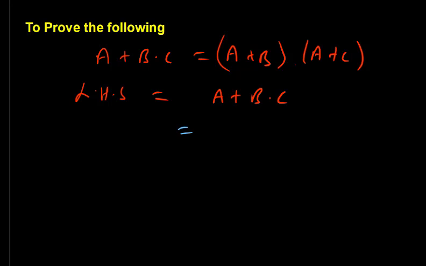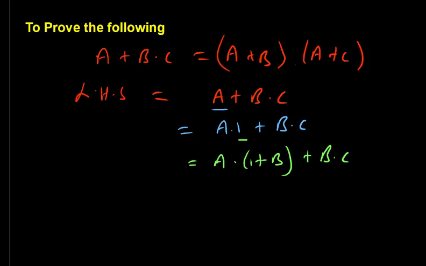Now this A can be written as A and 1, because A and 1 is A. Then this 1 I can write as 1 or B. Now I expand this. When I expand this, what we get is A and 1 or A and B or B and C. Next, this one can be written as 1 or C.